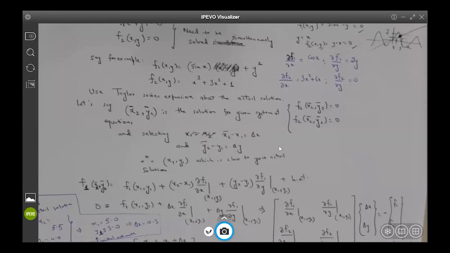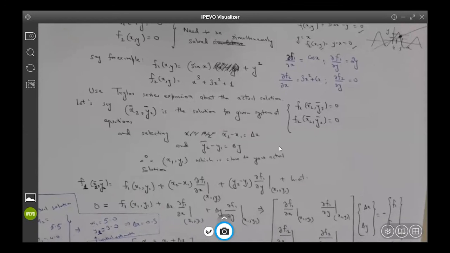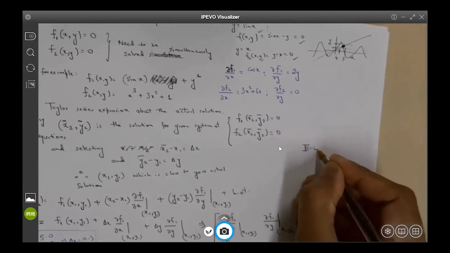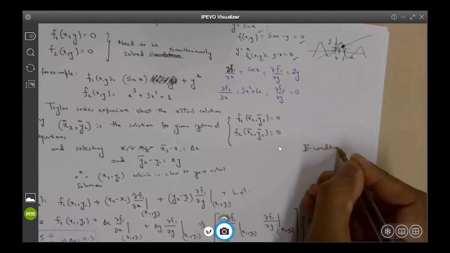Topic again, Professor? Ill conditioned matrices. So I'm asking you guys to read the section about ill conditioning, ill conditioned matrices.